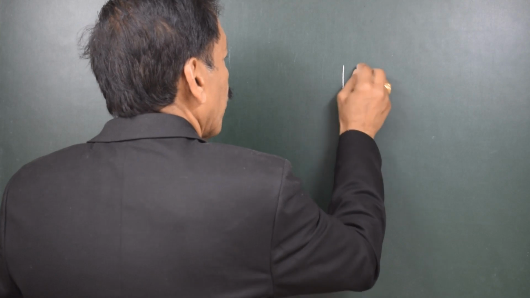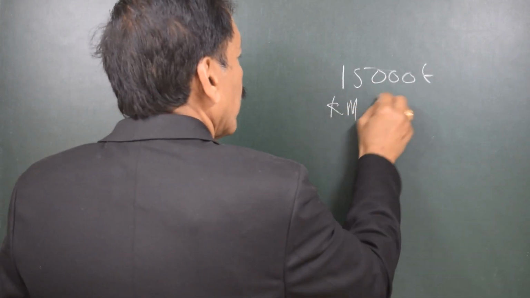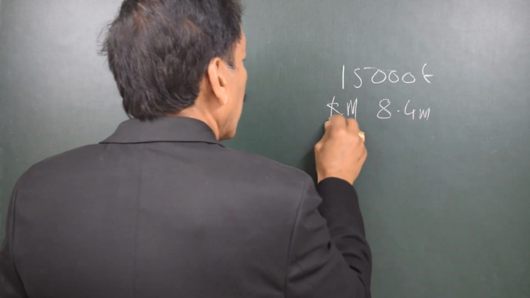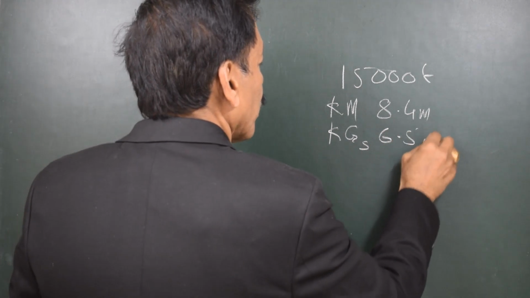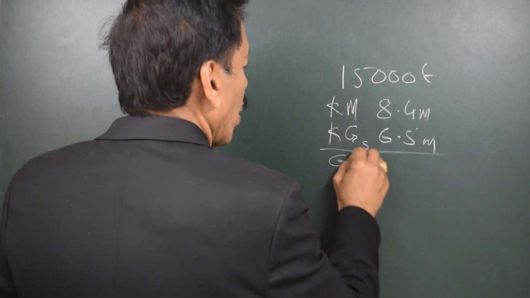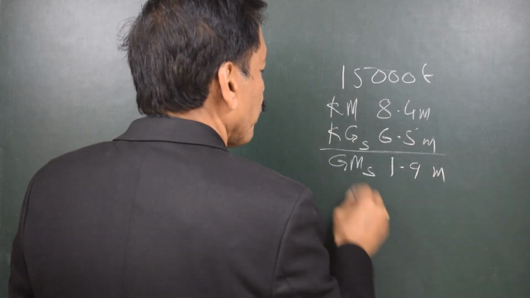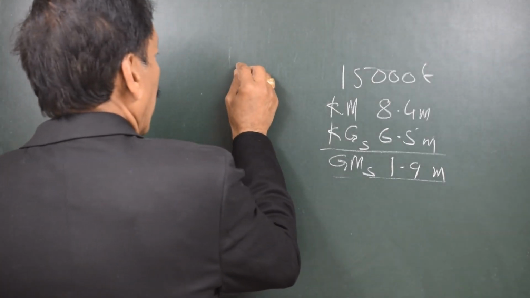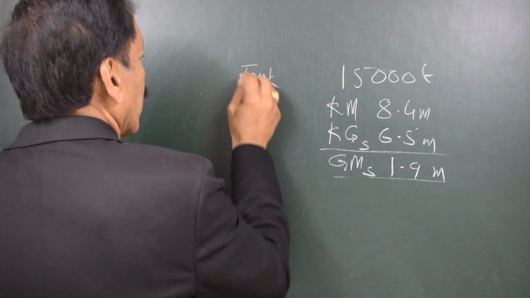Let us do a very simple example to understand the application of free surface effect. Suppose there is a ship of displacement 15,000 tons. The KM is 8.4 meters and let us say KG solid is 6.5 meters. So there is a GM solid, that is 1.9 meters. Now there is a tank causing the free surface effect.